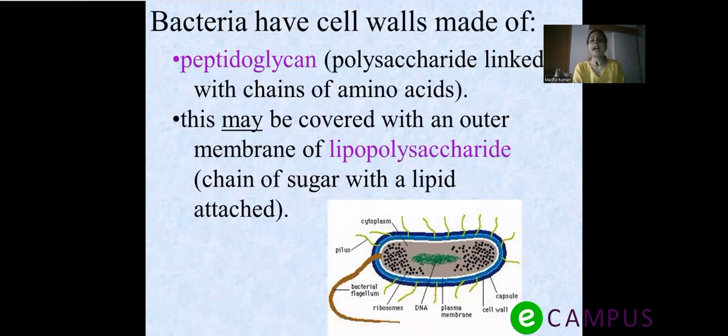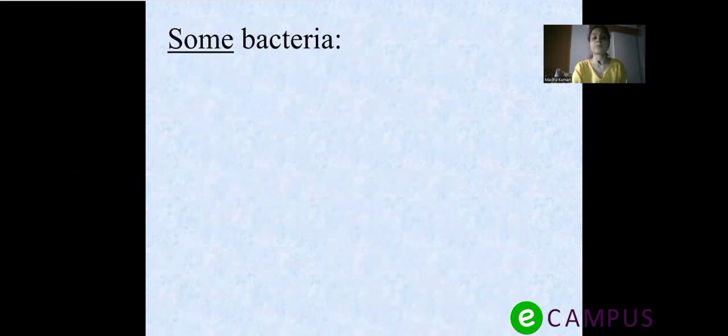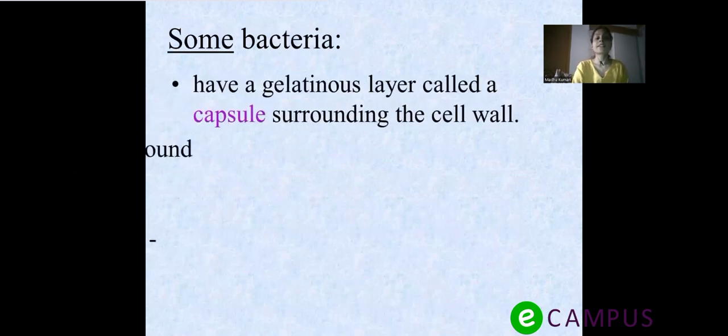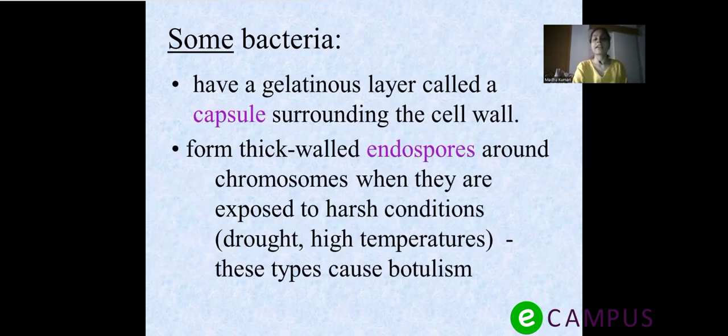So bacteria have a cell wall made up of peptidoglycan, a polysaccharide linked with chains of amino acids. This may be covered with an outer membrane of lipopolysaccharides, a chain of sugar with a lipid attached. Some bacteria have a gelatinous layer called a capsule surrounding the cell wall, and they form a thick-walled endospore around the chromosome.